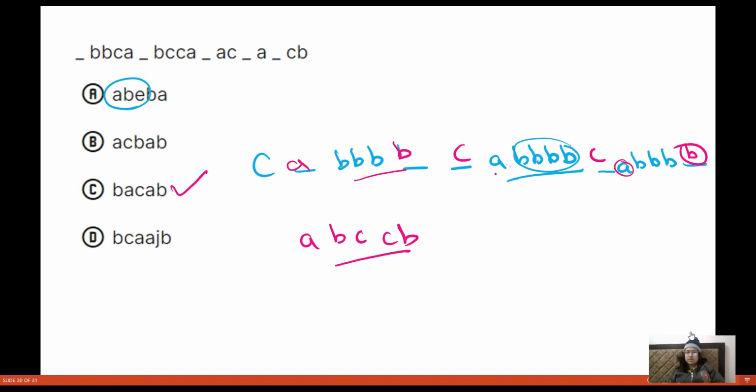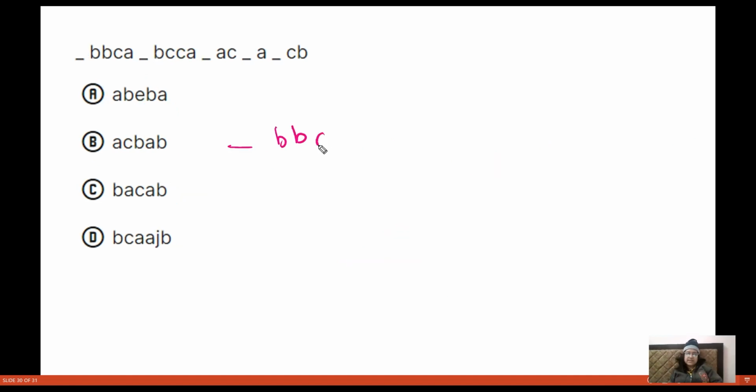So this is how we do this kind of dash, double B, C, A, then dash B, double C, A, then dash A, C, dash A, C, B. So what is happening here? This is double B. Fine. And then I can see double C as well.